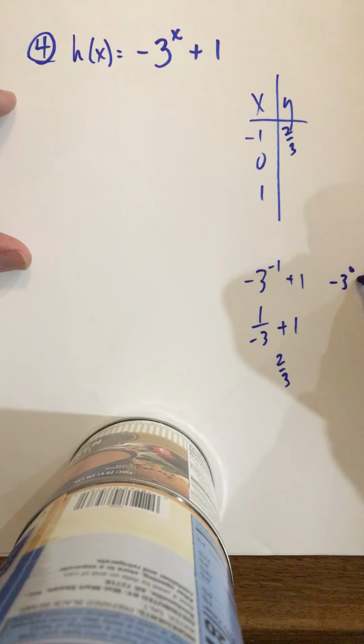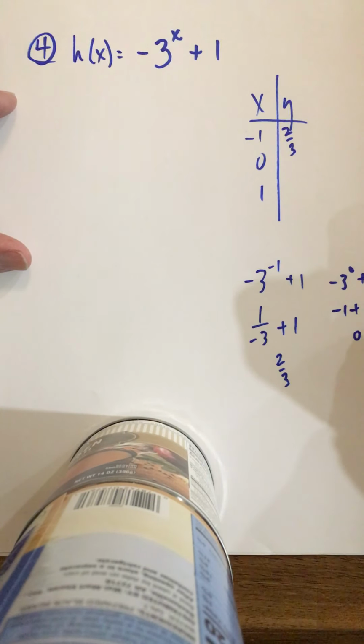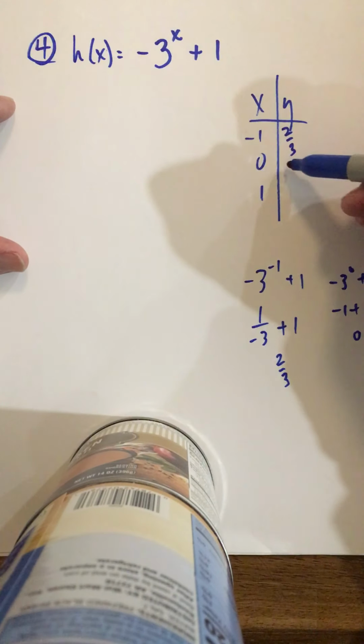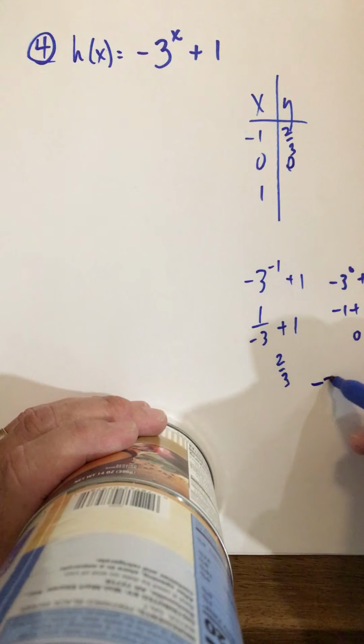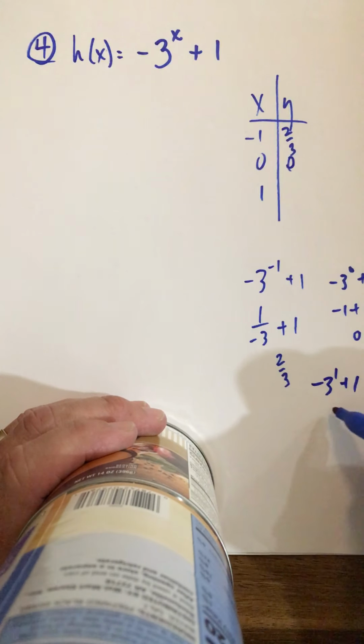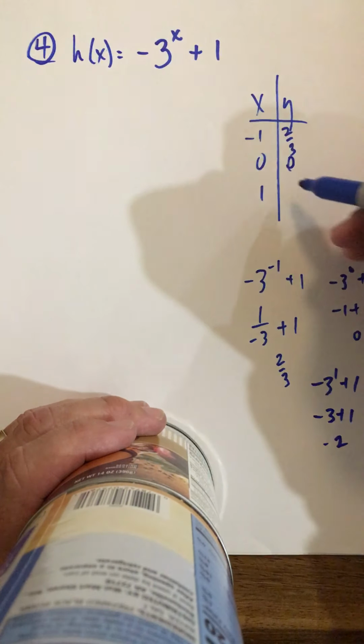-3 to the 0 plus 1. Remember, 3 to the 0, I got to do this first, exponent first. That negative is not included in the exponent. So that's going to be -1 plus 1, which is 0. Okay? So now it's going to the point 0, 0. And the last one is -3 to the 1 plus 1. That'd be a -3 plus 1, which is -2.